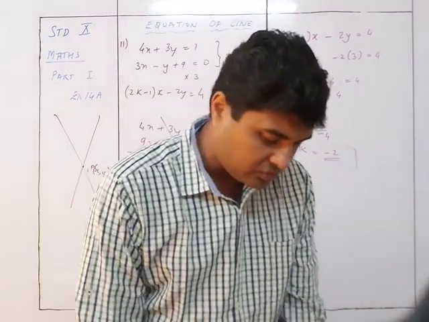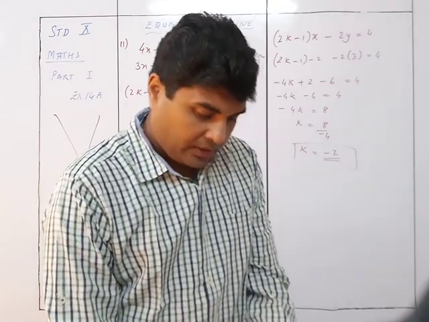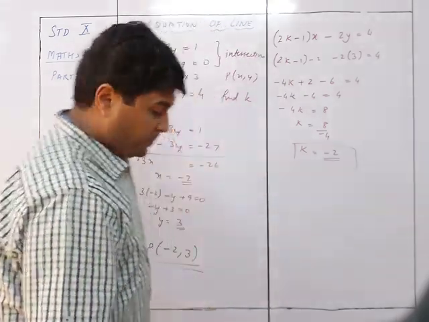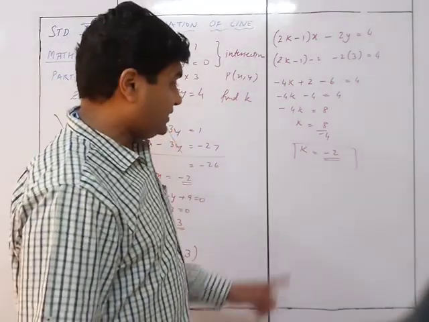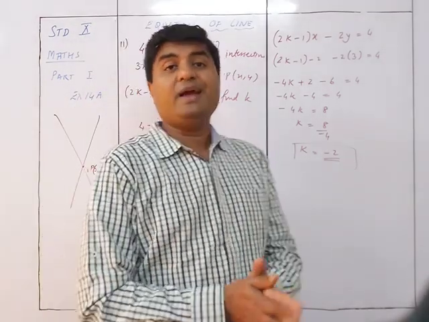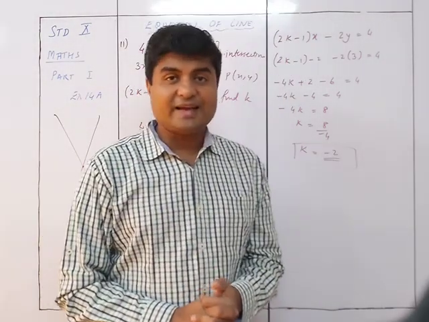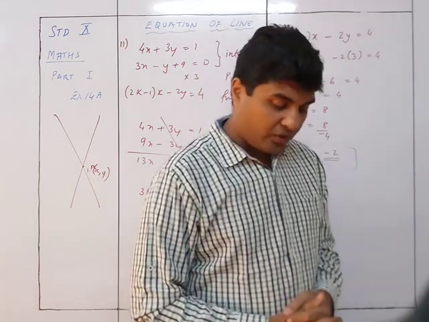Let's check this out. Yeah, the value of k is minus 2. So k is equals to minus 2. Okay, so that was the end of the first exercise of equation of a line.